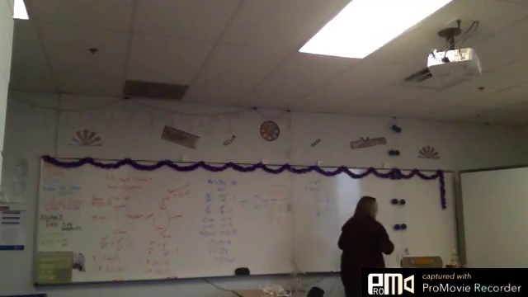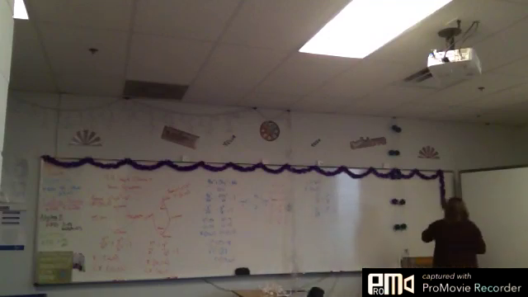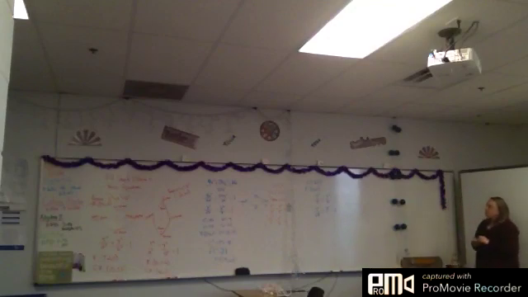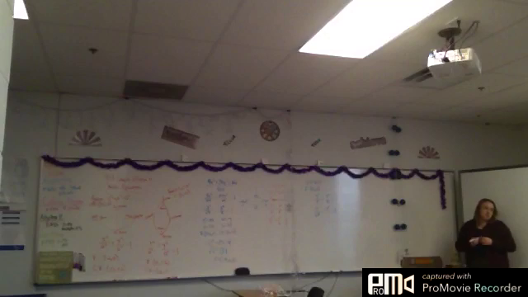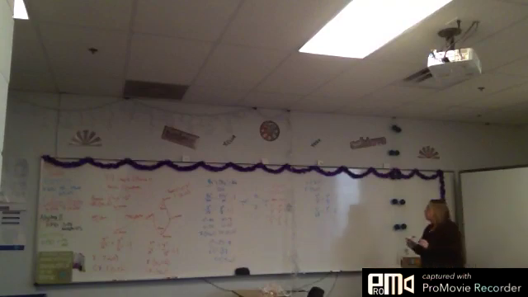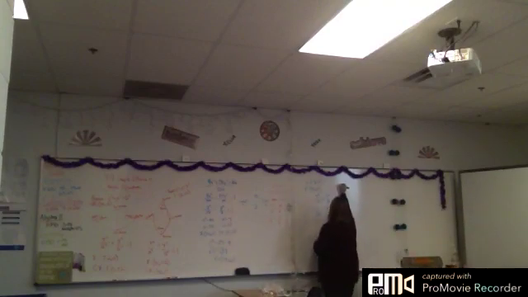Do we have a b right now? No, because I don't have the co-vertex. How can I find the co-vertex? You can do the formula for the foci, c squared equals a squared minus b squared. So c squared is 4 squared, which is 16, and a squared was 64 minus b squared.